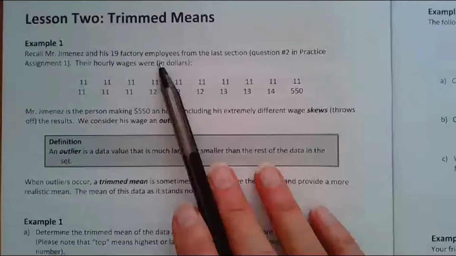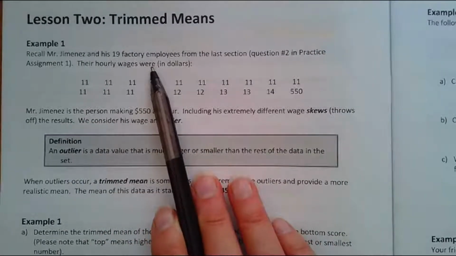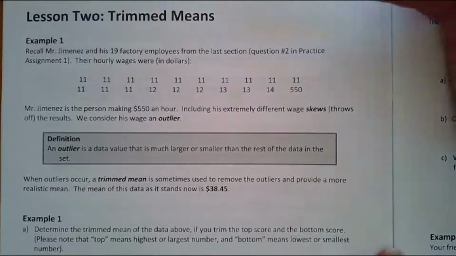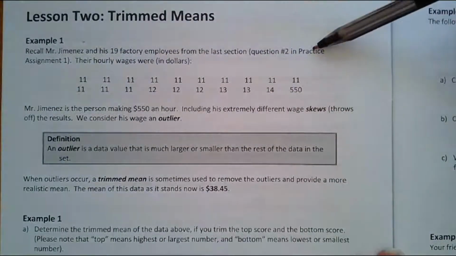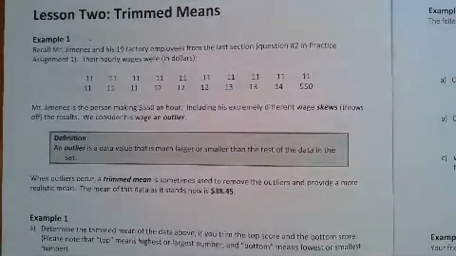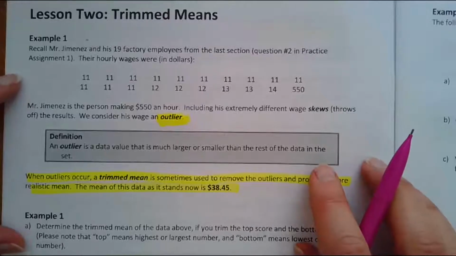We have to do this with a process, right? So let's take a look at example 1. And nice enough, they use Mr. Jimenez and his factory workers again from the previous lesson. So that's kind of nice because that's the one I was just talking about. Recall Mr. Jimenez and his 19 factory employees from the last section. Their hourly wages in dollars were given. So there's 20 numbers here given to us, right? The 19 employees, and they're really big.